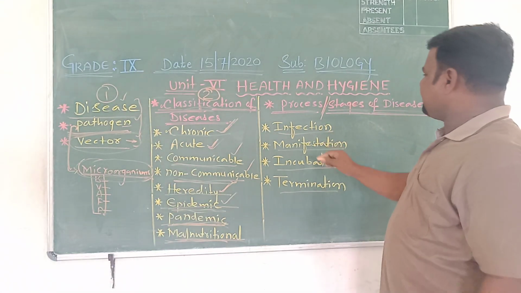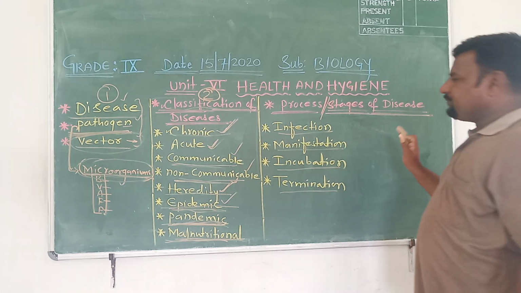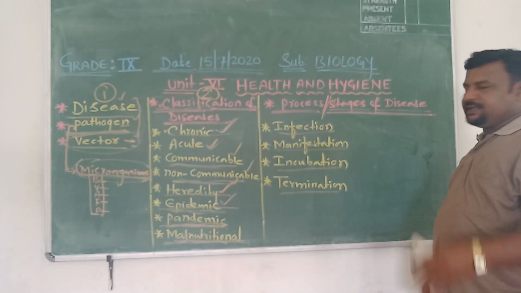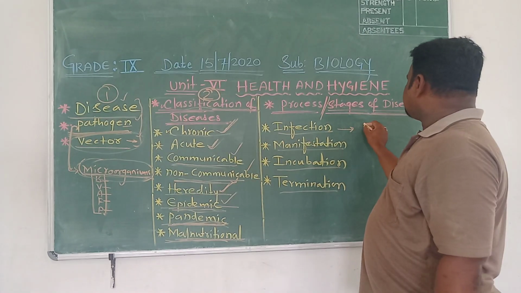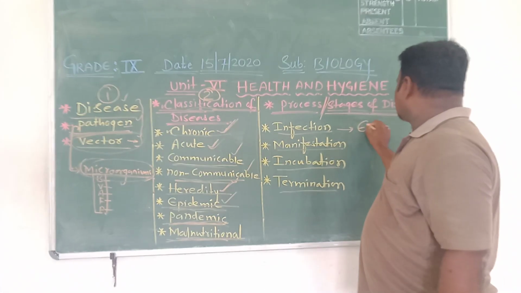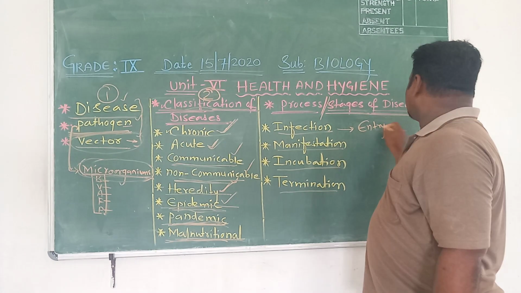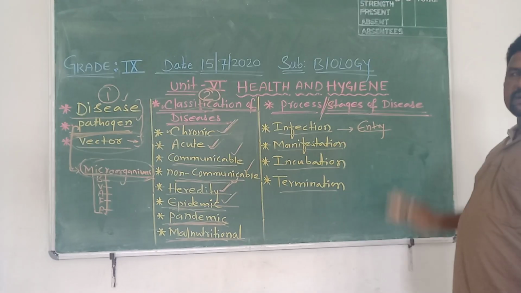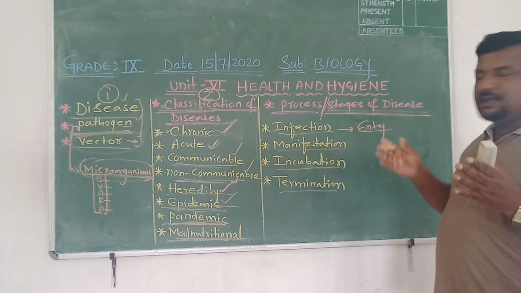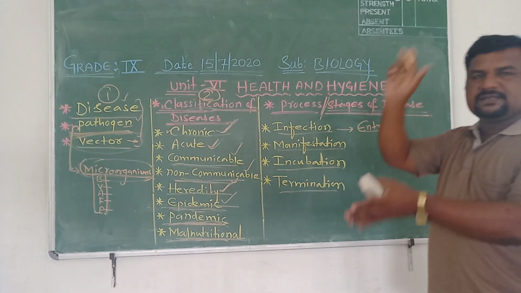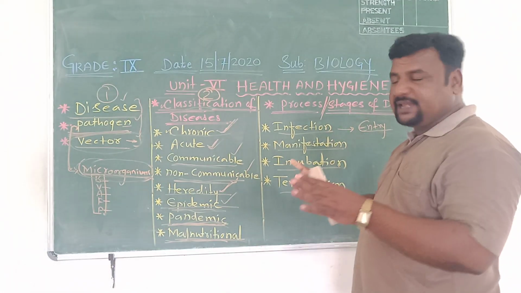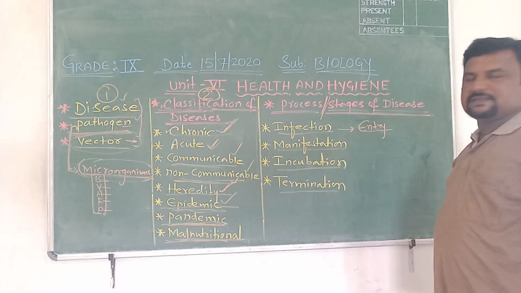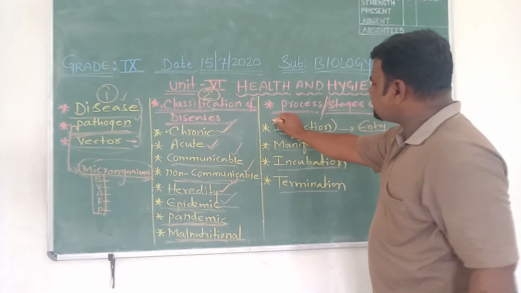For example, let us take infection. What is infection? Infection means the entry of disease-causing pathogen in the body. During infection, the disease-causing pathogen enters into the body. That stage, that process, we call infection.